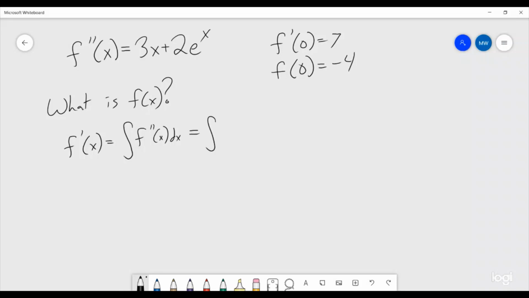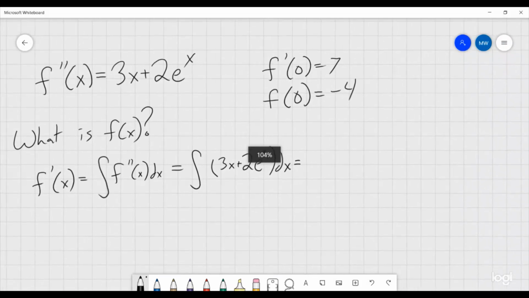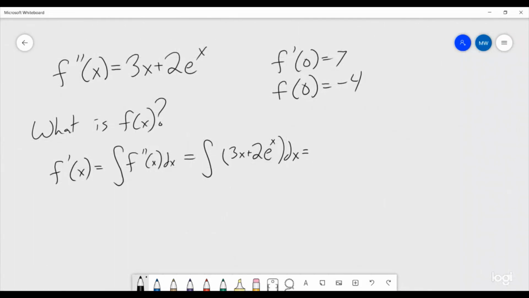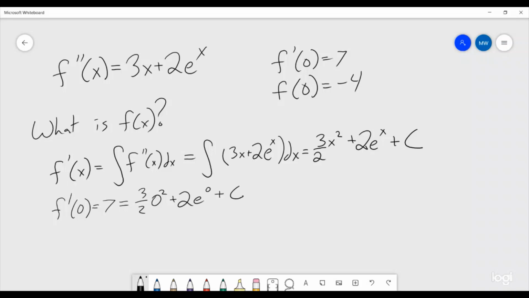So this is going to be the integral of 3x plus 2e to the x dx. Well, integral of 3x, whoa, go back. Okay, so integral of 3x is 3 halves x squared. Integral of 2e to the x is 2e to the x plus some constant. But we know that if we plug in 0, we can solve for that constant. So f prime at 0 is equal to 7, but that's equal to 3/2 times 0 squared plus 2e to the 0 plus c. So that means that c has to be 5.